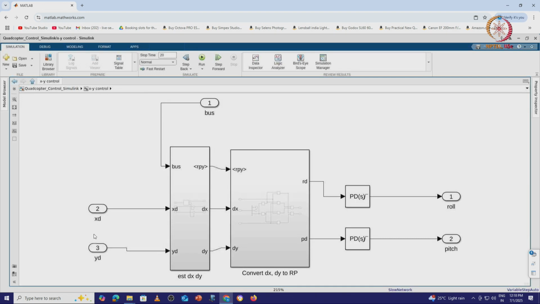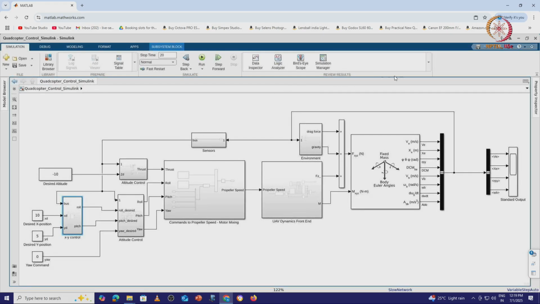I take X demand and Y demand, pass them on to conversion into change in X and change in Y, and pass this change in X and change in Y to get the roll demand and pitch demand, and that's the error, roll and pitch error. I'm just passing that on to the PD control system to get my roll and pitch. Okay, so if you see, I have implemented the whole loop.